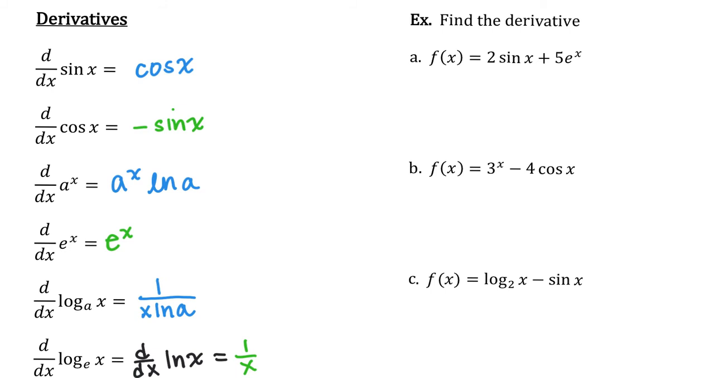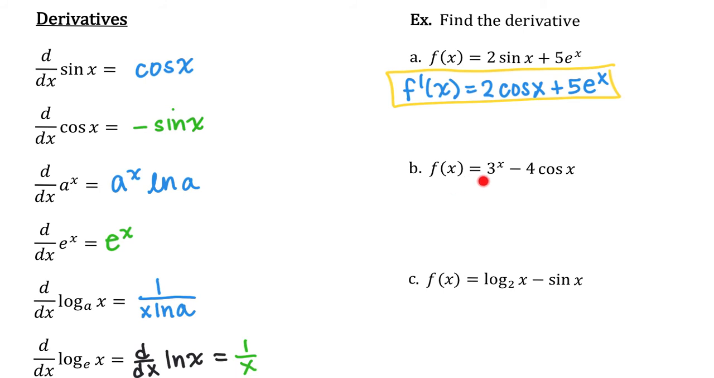Okay, let's go ahead and use some of these rules to find the derivatives. So over here with the example, I'm going to do a first. So the derivative of f of x, f prime of x, equals 2 times the derivative of sine x, which is cosine x. So this is 2 cosine x, plus 5 times the derivative of e to the x. The derivative of e to the x is actually e to the x. Okay, we're going to go ahead and look at the next one.